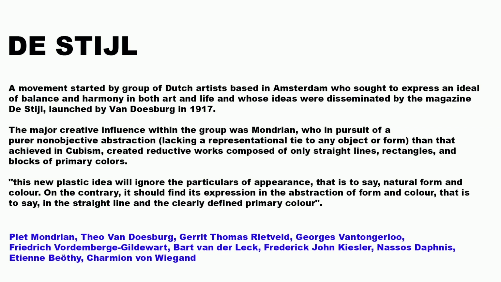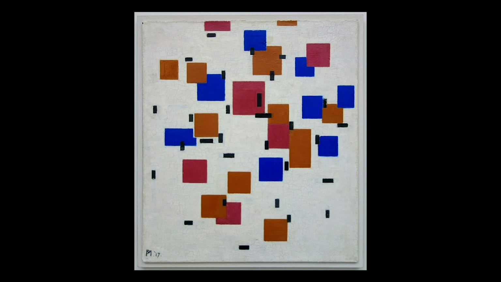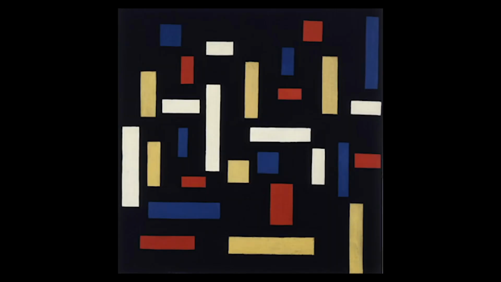This new plastic idea will ignore the particulars of appearance, that is to say, natural form and color. On the contrary, it should find its expression in the abstraction of form and color, that is to say, in the straight line and the clearly defined primary color. The De Stijl poster and some works from Mondrian. This is Mondrian here. So, straight lines, primary color.